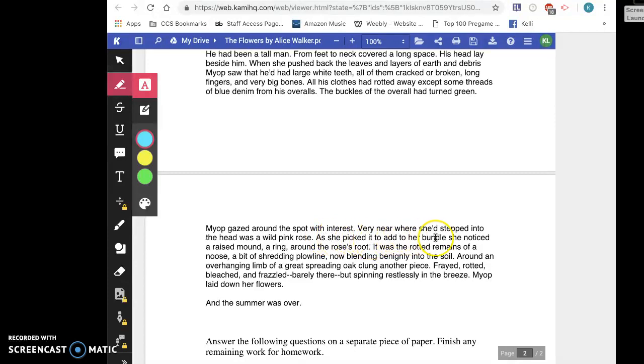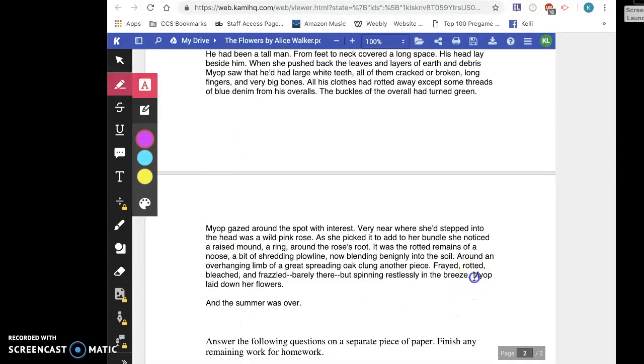As she picked it to add to her bundle, she noticed a raised mound, a ring, around the rose's root. It was the rotted remains of a noose, a bit of shredding plow line, now blending benignly into the soil. Around an overhanging limb of a great spreading oak clung another piece, frayed, rotted, bleached, and frazzled, barely there, but spinning restlessly in the breeze. Mop laid down her flowers, and the summer was over.